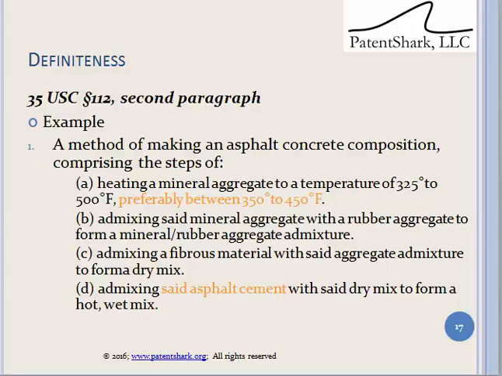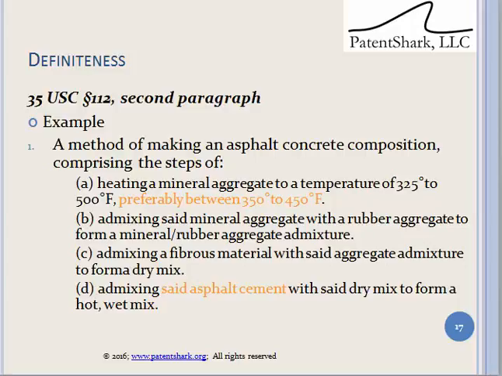Step 2, admixing said mineral aggregate with a rubber aggregate. Step 3, admixing a fibrous material with said aggregate. And step 4, admixing said asphalt cement with said dry mix to form a hot wet mix. So that's independent claim 1.